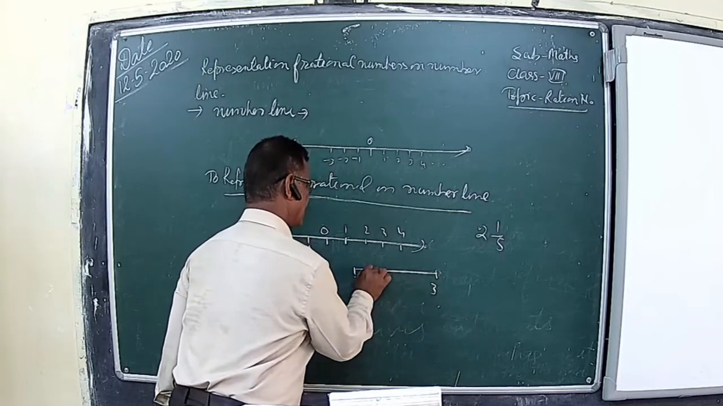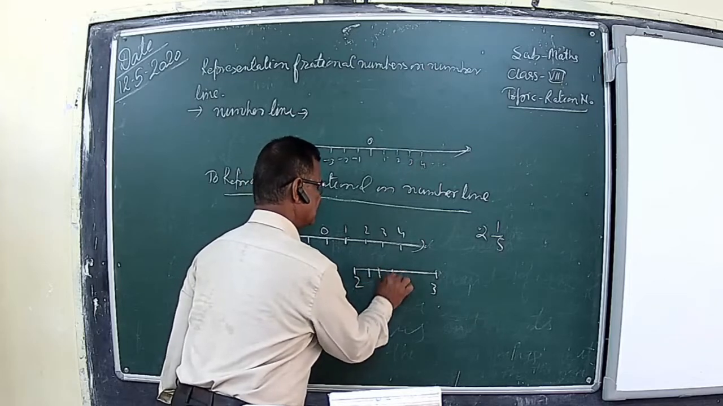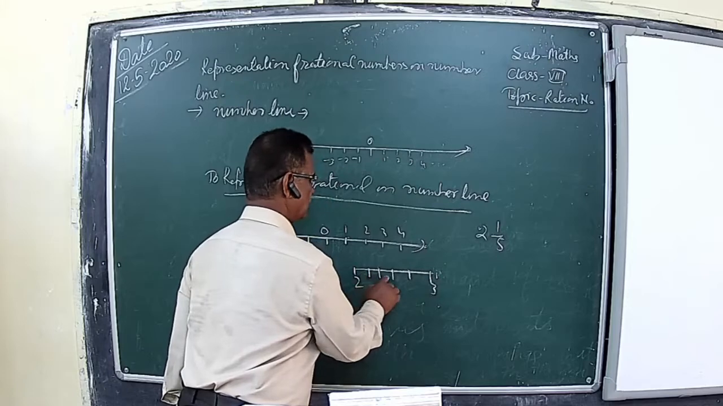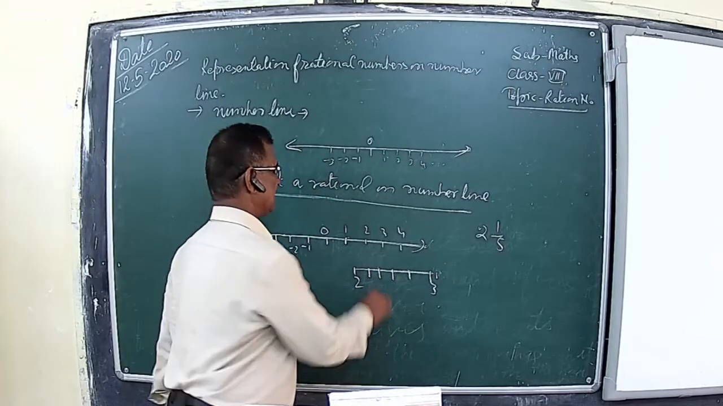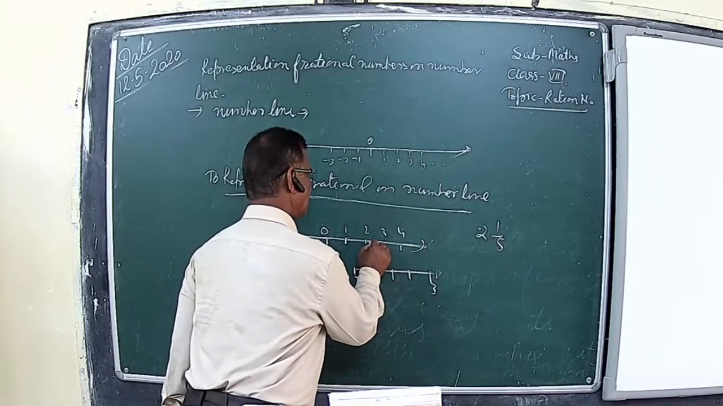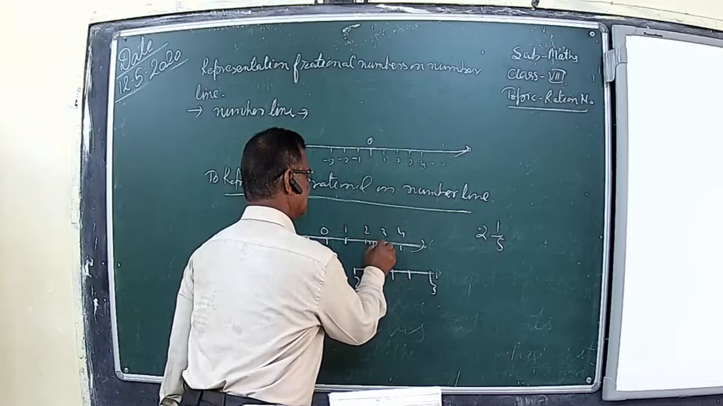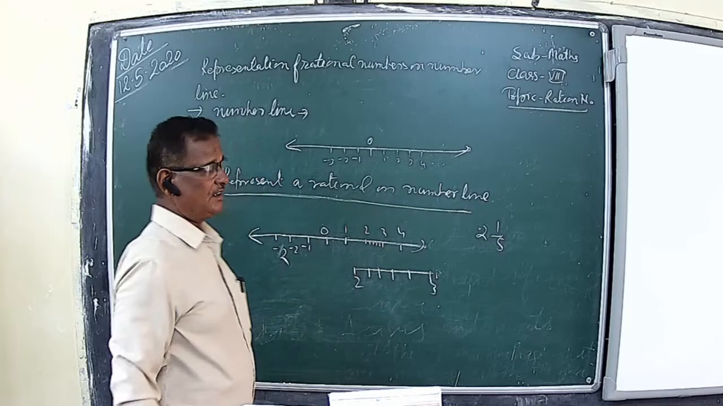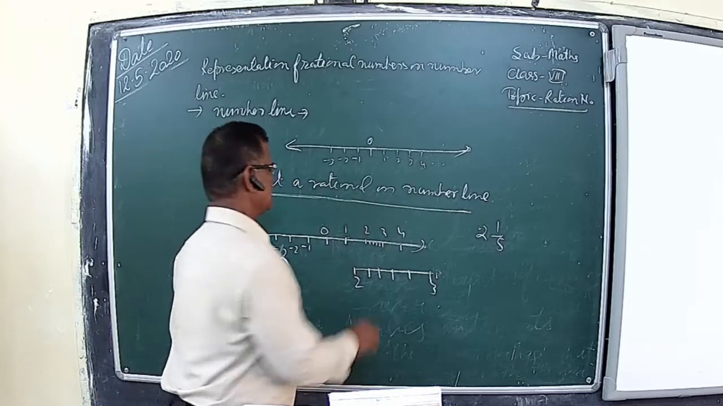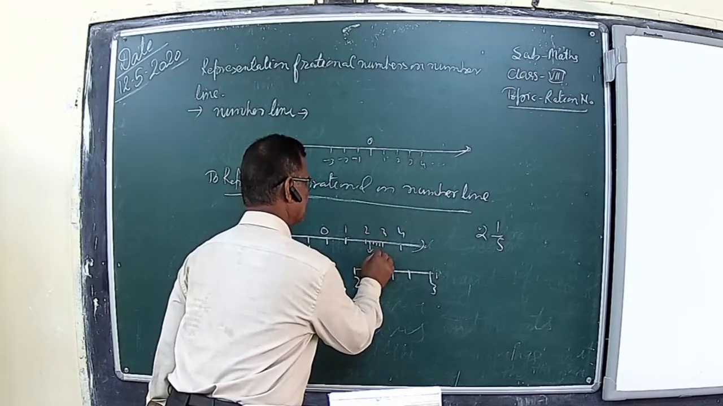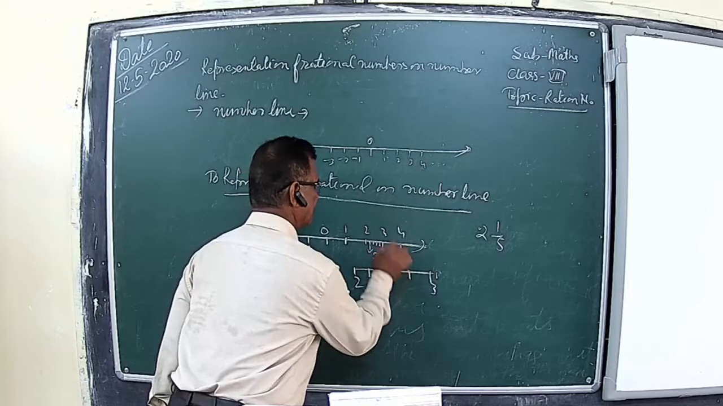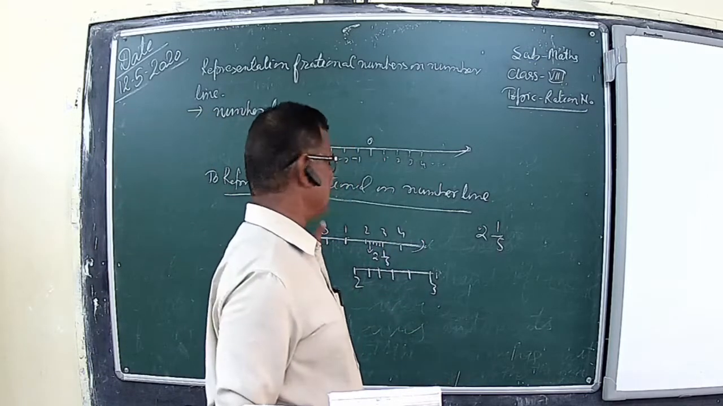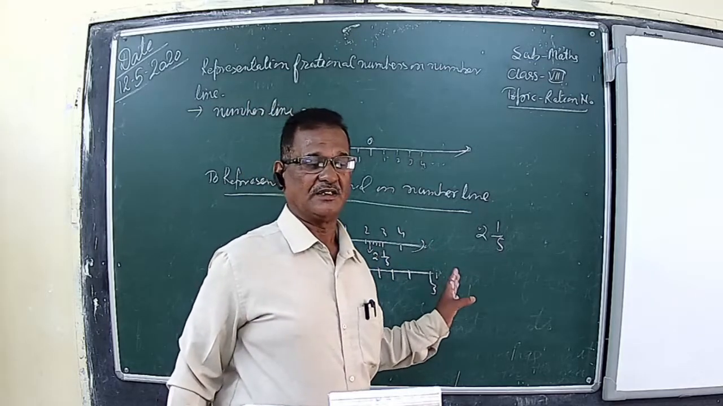Divide into 5 equal parts: 1, 2, 3, 4, and this is the 5. You count 1, so this represents 2 whole 1 upon 5. This way you can represent any rational number on the number line.